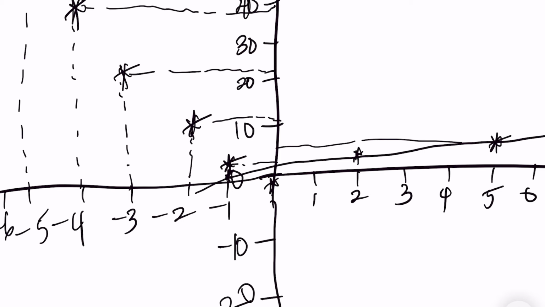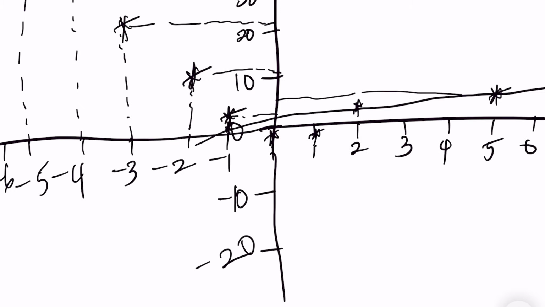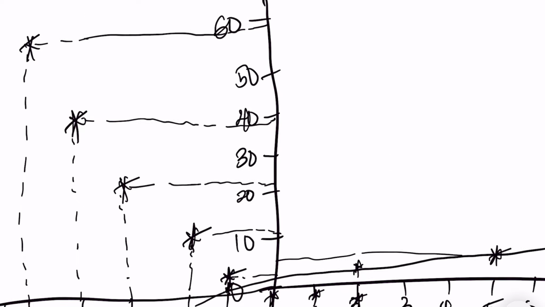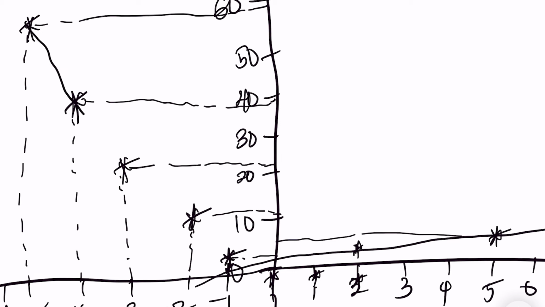Where x is 1, we have it to be minus 1 as well. Where x is 2, we have it to be 3. Where x is 3, we have it to be 11. Where x is 4, we have it to be 23. And where x is 5, we have it to be 39. So, we draw.